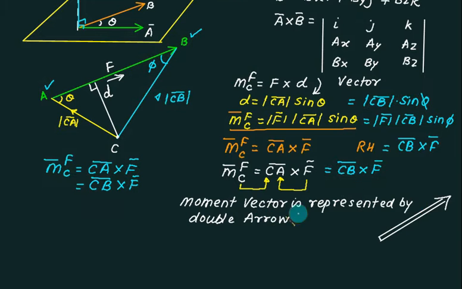Now the moment vector is normally represented by a double arrow, and a single arrow is used for force. You write this as the moment of the force about point C, and this is passing through point C. For the force, use a single arrow; this is the representation of the force vector. If you want to make a distinction for the moment, use a double arrow. This point is A, this one is B, and this one is point C. Your moment vector is calculated at point C.